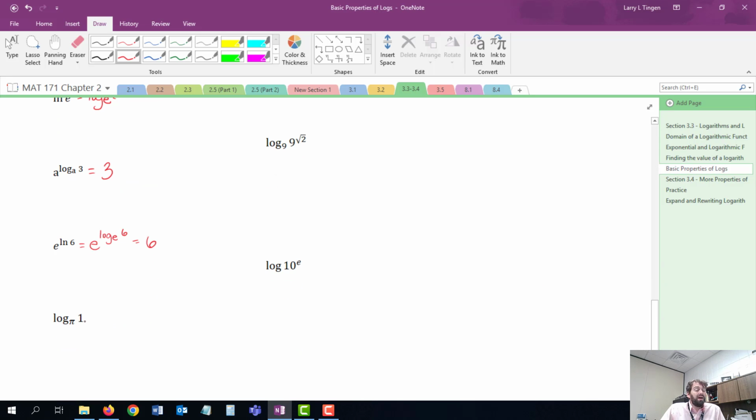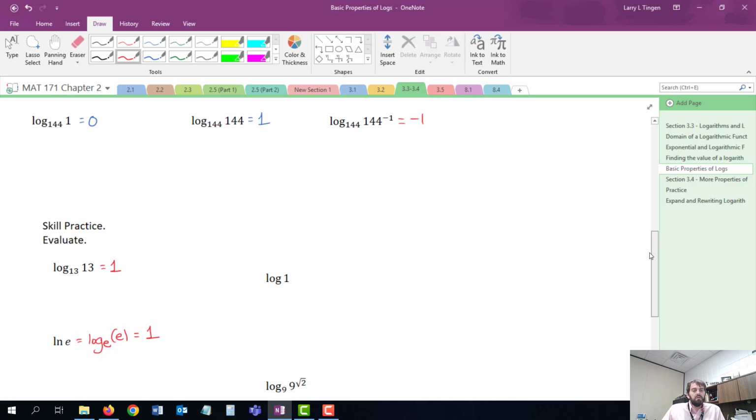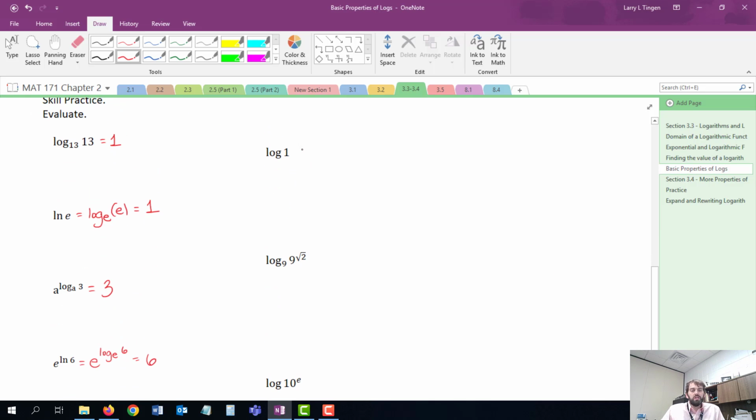And then log base pi of 1. What power do I raise pi to get 1? Anytime that argument is 1, the answer is 0. Let's go down the other side. Log of 1, we just talked about that.